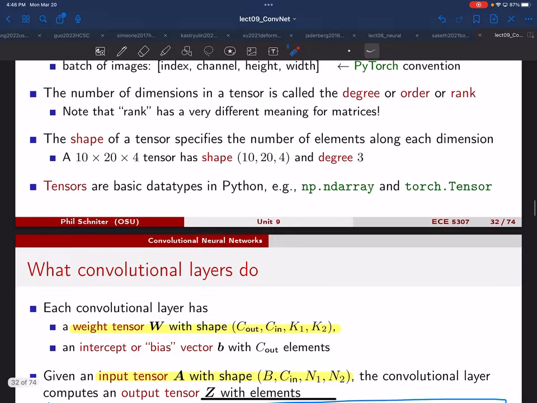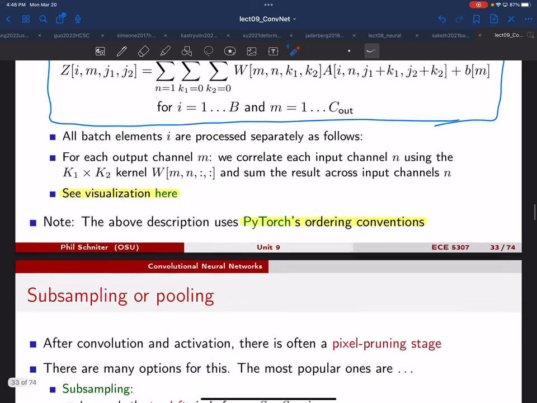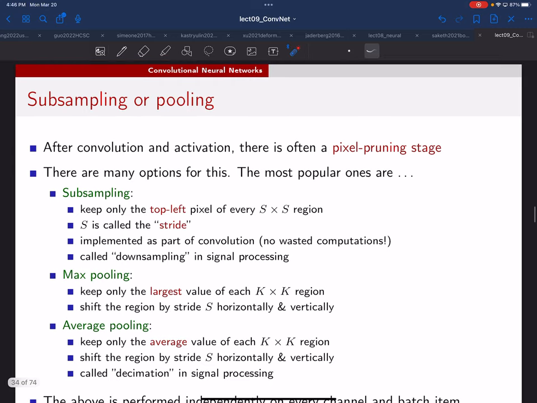Okay. All right. So any questions? Any more questions on convolutional layers? Okay. So let's move on to the next idea.